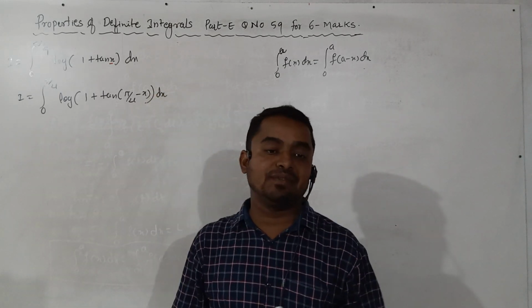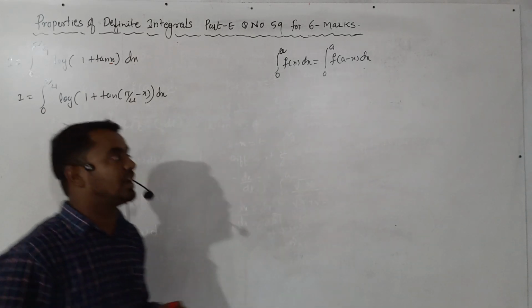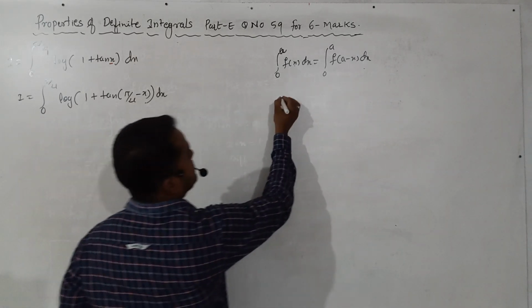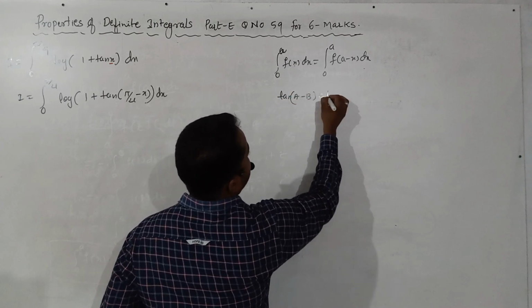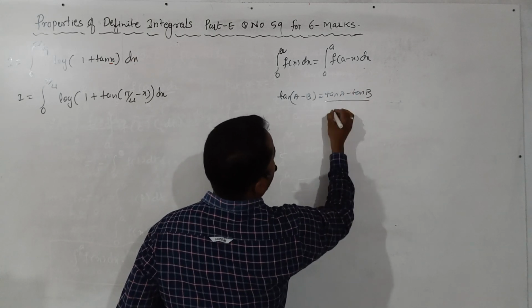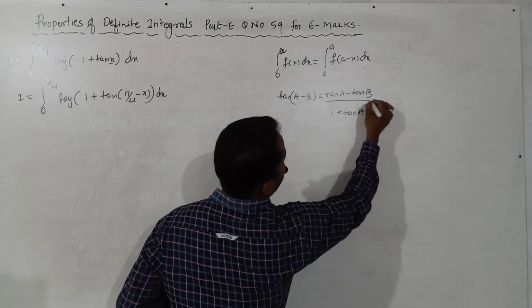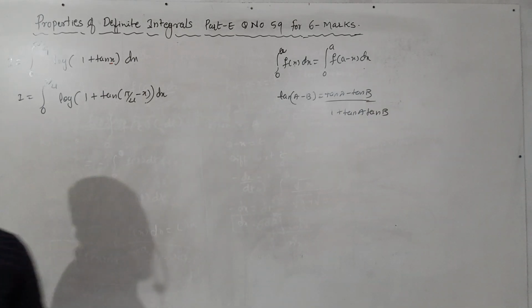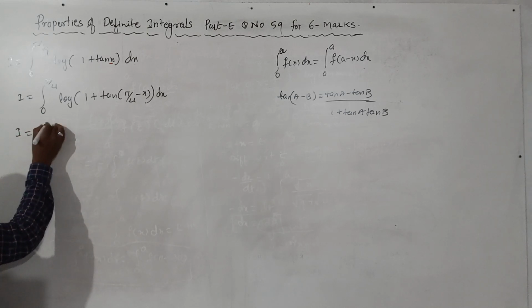Tan A minus B formula. We have to apply the tan A minus B formula. What is tan A minus B? See here, tan A minus B is nothing but tan A minus tan B divided by 1 plus tan A tan B. That you already learned in first PUC.